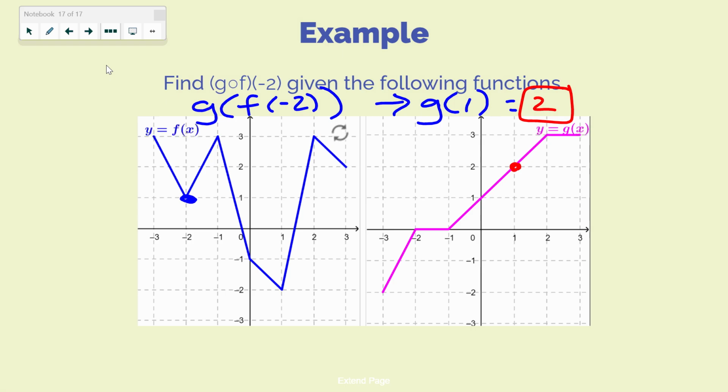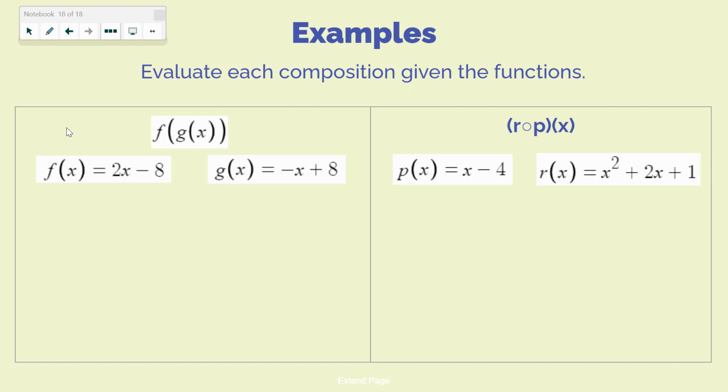Alright, so what questions do you guys have here? Just kind of like basics, table, graph, evaluating. Can this stack, can it be like f of g of h of x? Yeah, you can do 3 or more. You can do as many, right, as you might want.